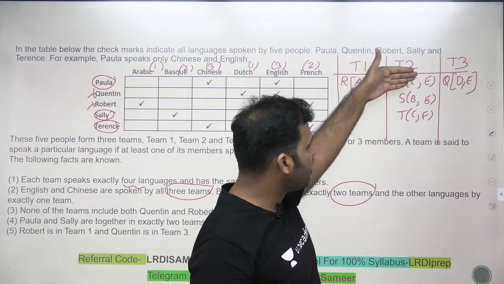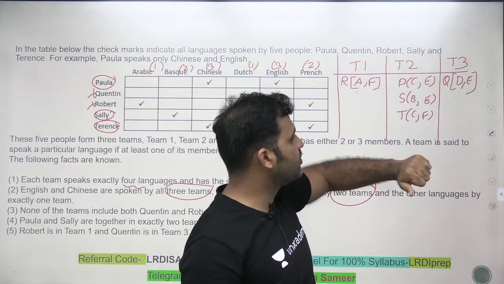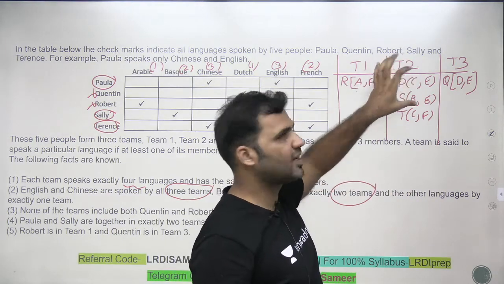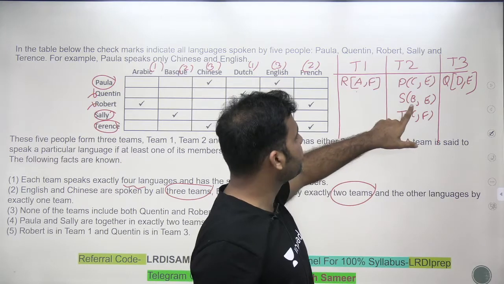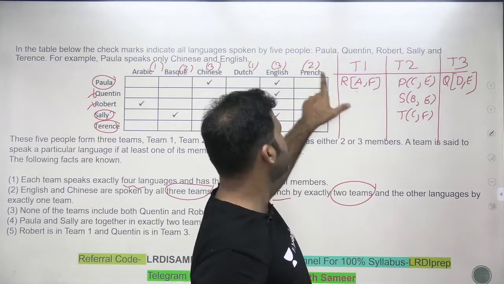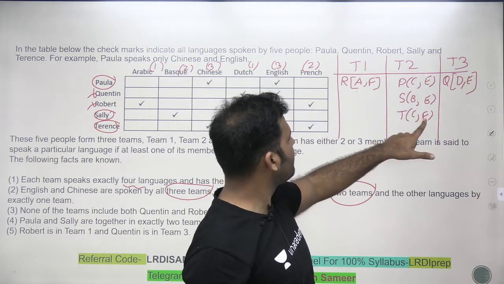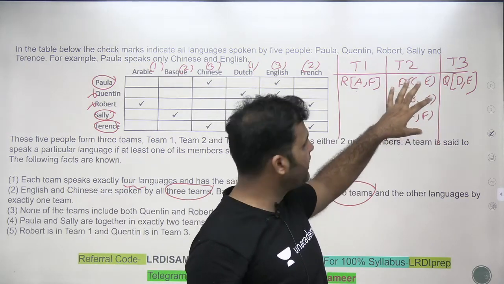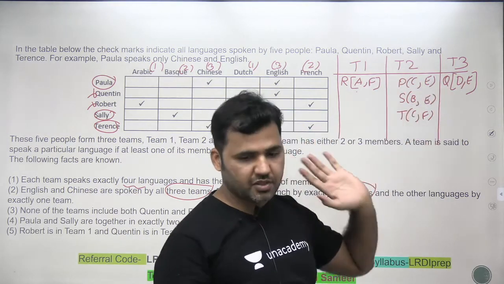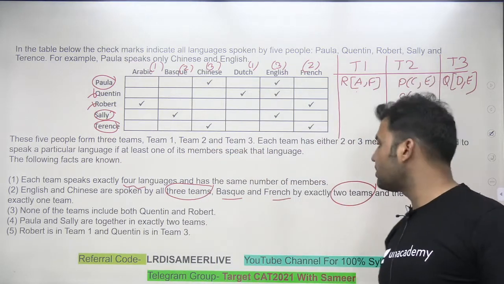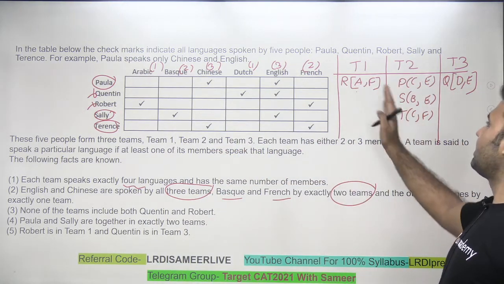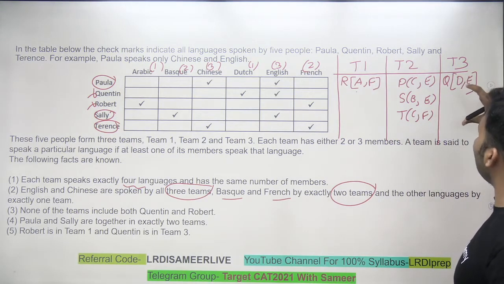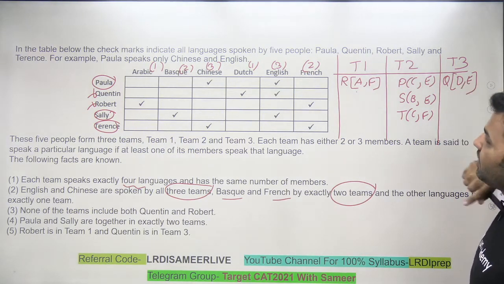Now because P and S were supposed to be members of 2 teams, one team has come, T2, in which P and S have come, right? Now you see, French was supposed to be spoken by 2 teams. French is being spoken over here, French is being spoken over here. That means anybody who is speaking French cannot be the member of team 3, because French is supposed to be spoken by 2 teams and it has already been taken care of. So I don't need any member over here who would be speaking French.